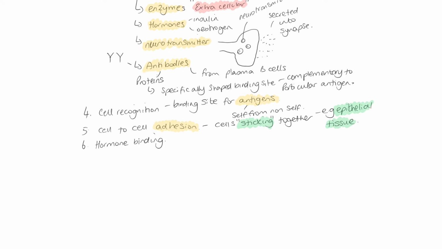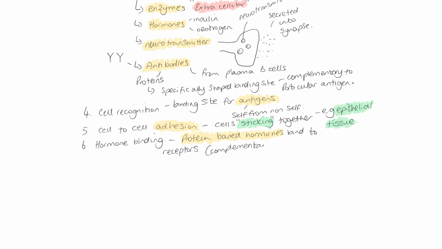Protein-based hormones, for instance, insulin, oxytocin, and leptin, bind to receptors on the cell surface membrane. These receptors have complementary shapes to the hormones to allow them to bind on. These hormones will then trigger a cascade of chemical reactions within the cell to enable them to perform their function.